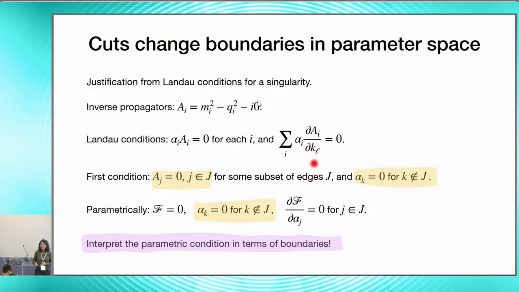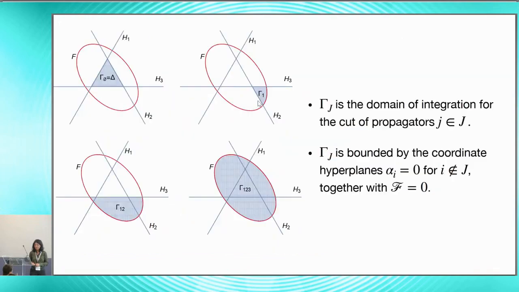So I'd like to interpret these Landau conditions now in terms of boundaries of the integration region, in the spirit of expanding the space of functions. We can draw some pictures. This is for the triangle integral, but not this triangle. The triangle integral has 3 edges. So I've taken alpha 1 equals 0 as this hyperplane, alpha 2 equals 0, alpha 3 equals 0, the 3 hyperplanes, and then there's a projection. This gives you the integration domain, the standard simplex for the original Feynman integral.